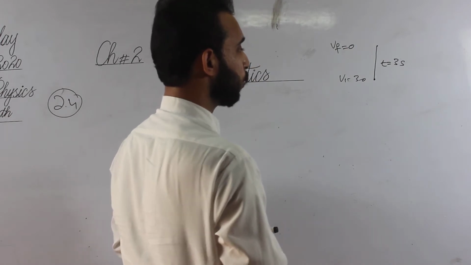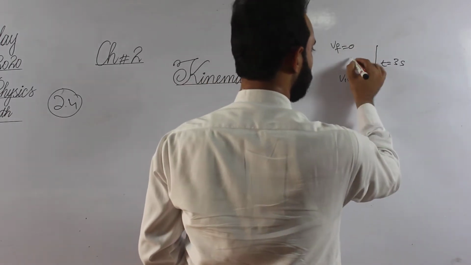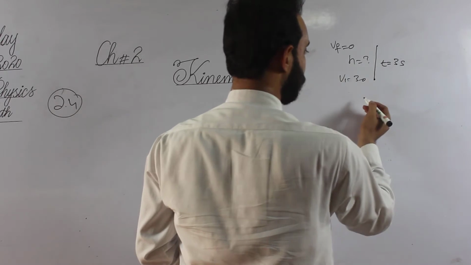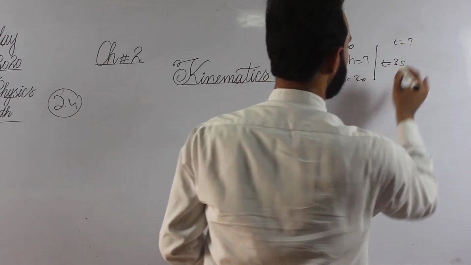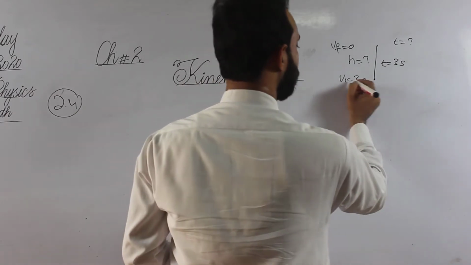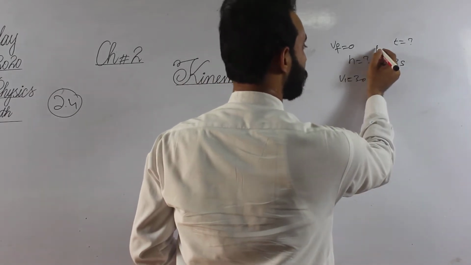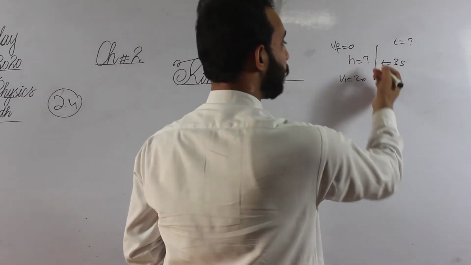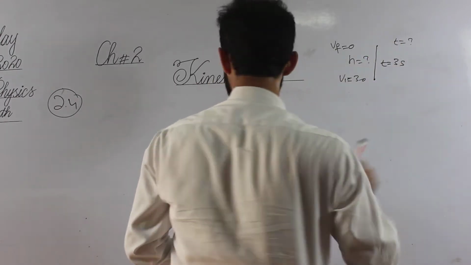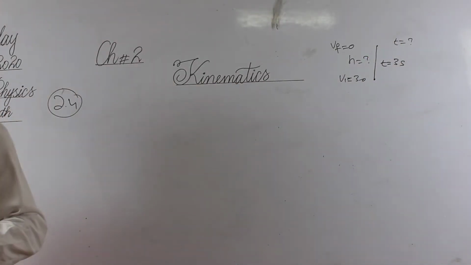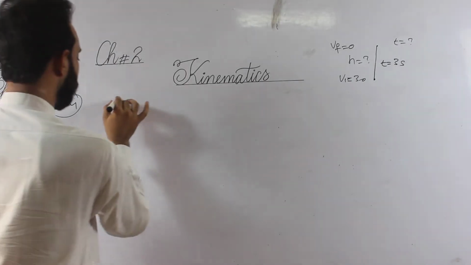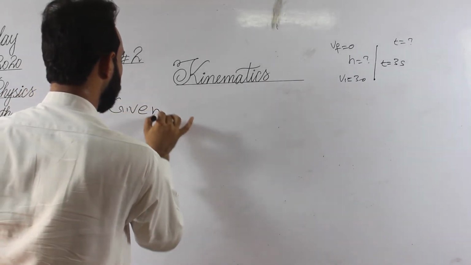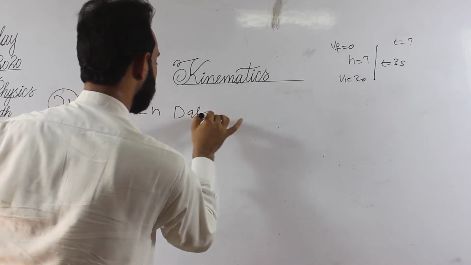Whenever a ball stops for some time, that's the point where its final velocity will be 0. We have to find two things here: one is the height, and the second is the total time. It means if a body takes 3 seconds to reach its maximum height, how much time does it take to reach the ground? First of all, we should try to find out the given data.